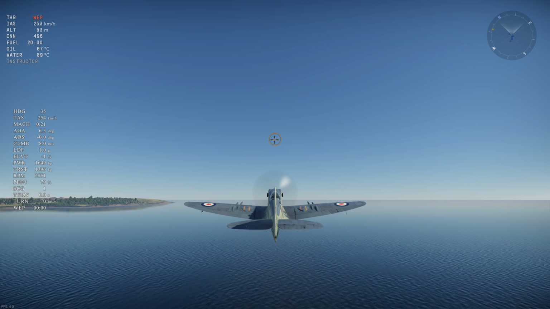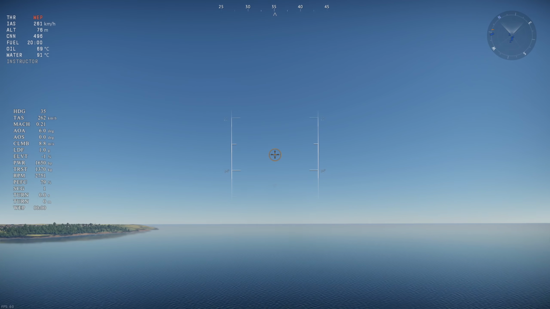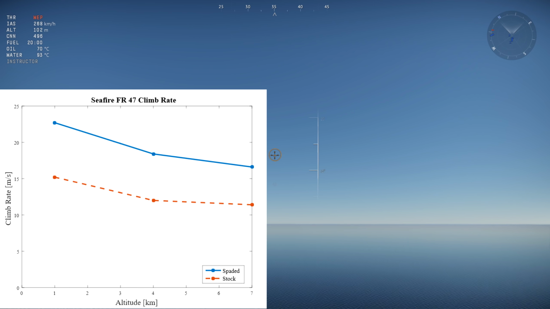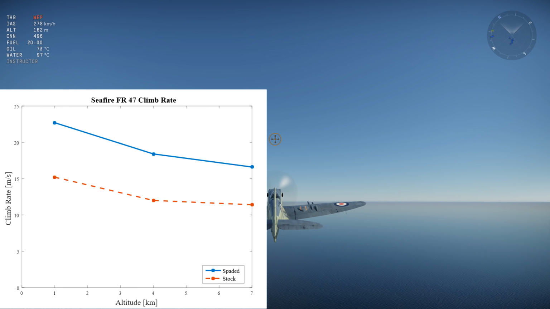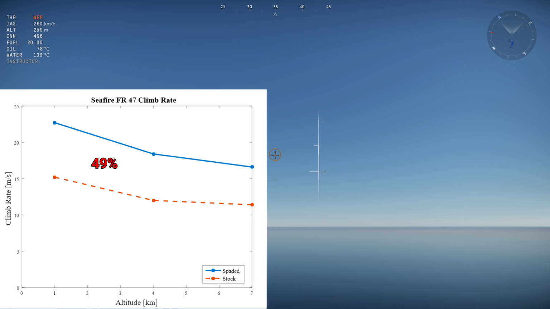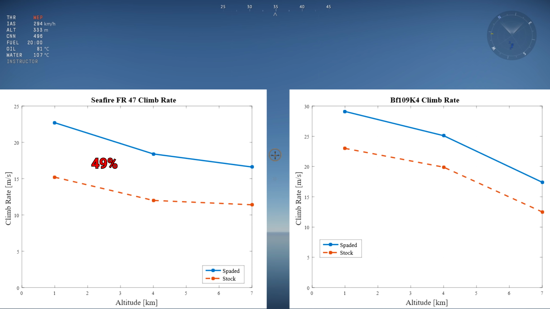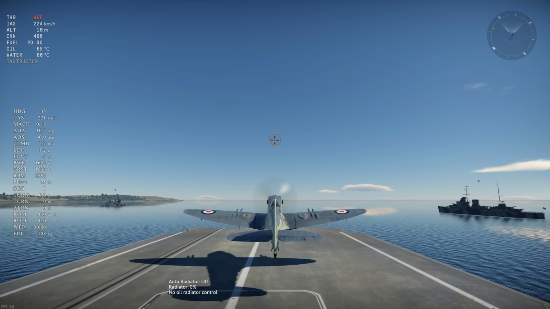Next up is the climb comparison. Climb rates were tested at 1, 4, and 7 kilometers of altitude. The graph on the left is the climb rate as a function of altitude for the Seafire. The Seafire climbs a whopping 49% better when spaded compared to when stock. While the spaded Seafire has average climb for the BR, a stock Seafire would compete for one of the worst climb rates in its BR range. Meanwhile, the spaded K4 climbs 27% better than the stock K4. That's still a big change, but the Seafire clearly wins at having the biggest difference between stock and spaded climb rates.